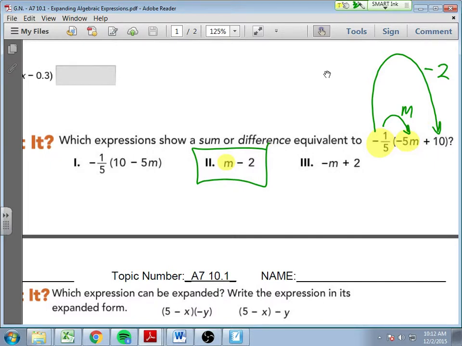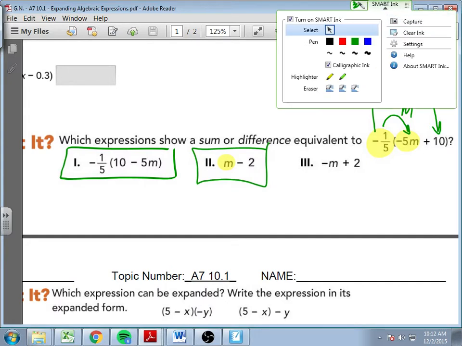Is there any other expression up there that would be equivalent? Negative m, positive 2? No, we can't change the signs of those. Never mind. Pranav? The first one. Think about it. Negative 1/5 times 10 gives us that negative 2. Negative 1/5 times the negative 5m will give us that positive m. So both of those are equivalent.